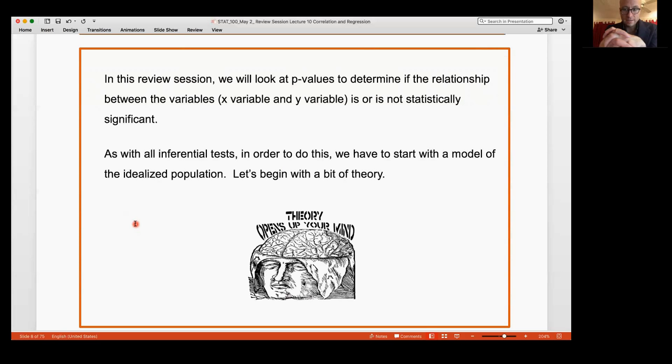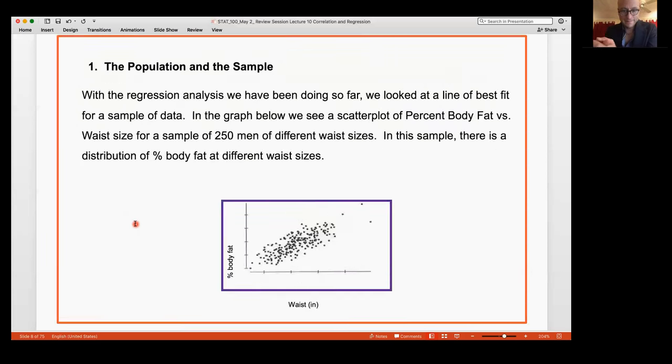And of course, we have to talk about an idealized population. So we're going to begin with a little bit of theory. We hope that this statistical theory will open your mind rather than close it. So let's talk about the population and the sample. With the regression analysis that we've been doing so far, remember that week when we looked at countries, we looked at the line of best fit for a given sample of data, right? We basically tried to minimize the sum of squared residuals.